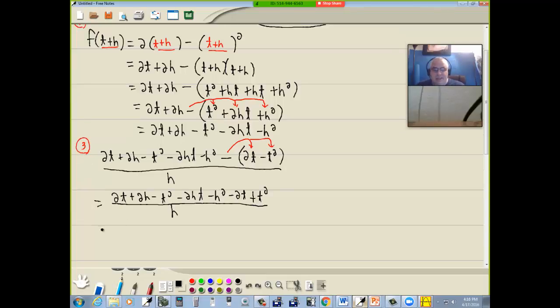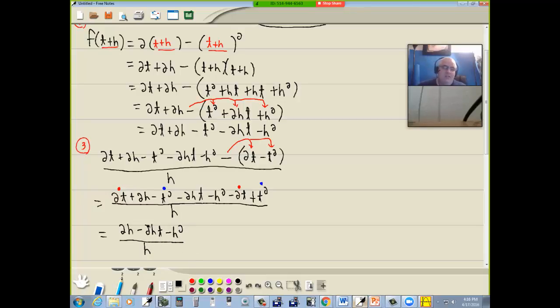And then you combine together like terms. Here's a 2t and a negative 2t. Here's a negative t squared and a positive t squared. So then we got 2h minus 2ht minus h squared all over h.